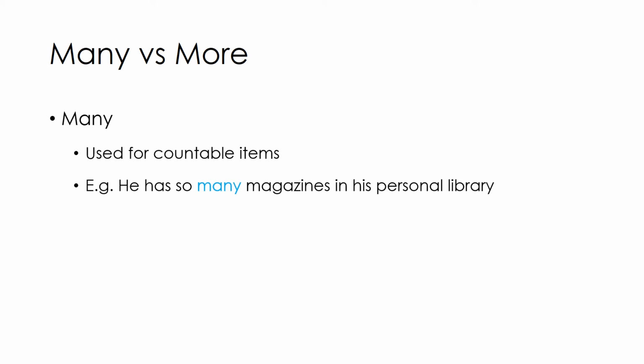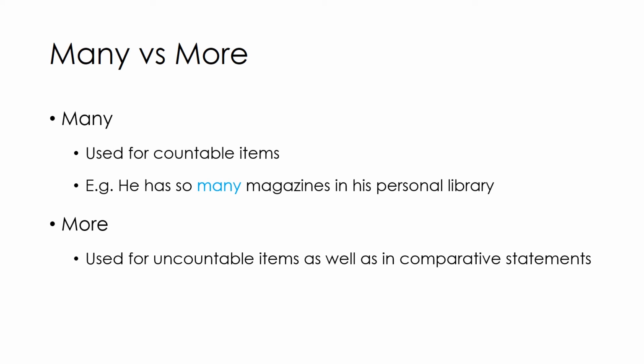Many versus more. Many is used for countable items. For example, he has so many magazines in his personal library. More. It is used for uncountable items as well as in comparative statements. For example, he was more happy than me. Again, these words are also contextual.